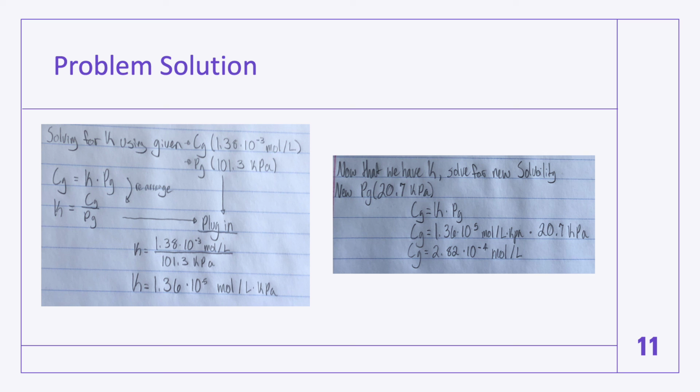From there, we're going to take that K that we have and solve for our new solubility. We're going to use the Pg that was given in the question as well as the K that we just solved for using our given values in order to find our new Cg value. We can set Cg equal to K times Pg and then plug our values in. What we should get as our new Cg value is 2.82 times 10 to the negative 4 mole per liter.